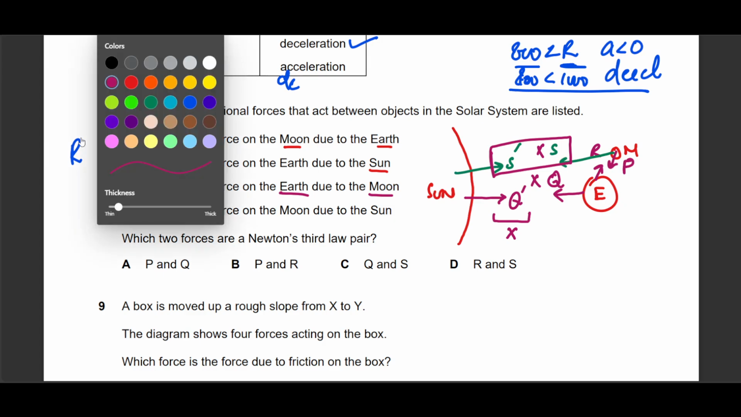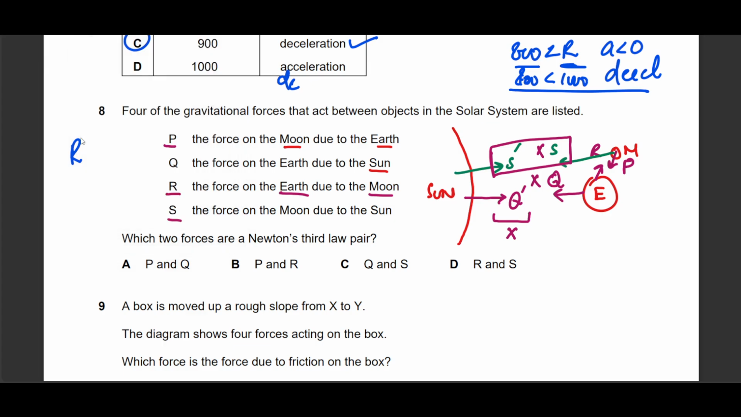The only pair that is mentioned which can be successfully selected for the Newton's third law is a pair between the moon and the earth, which is P and R, right? So question number 8 would have an answer of B as P and R.